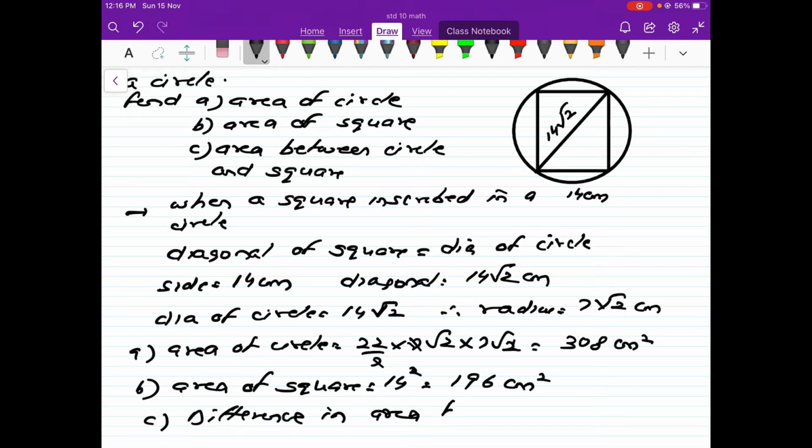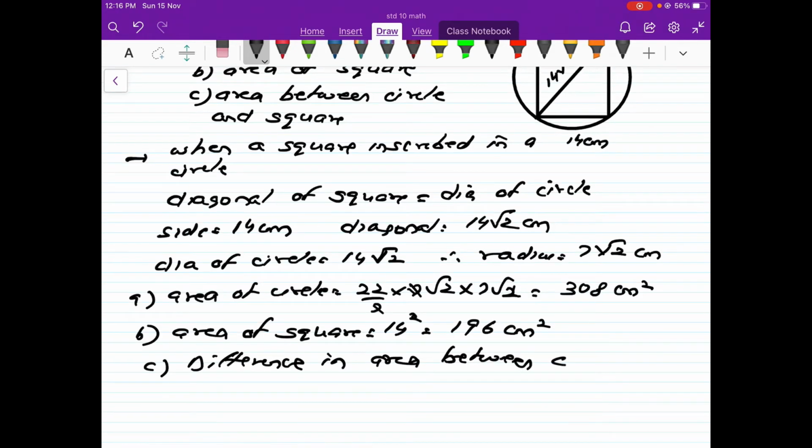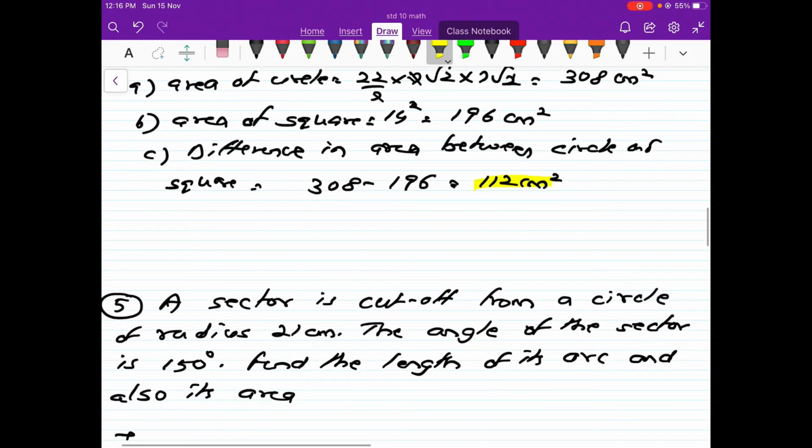Difference in area between the circle and the square is 308 minus 196. So it is 112 centimeter square. So this is the required area. We go to the fifth sum.